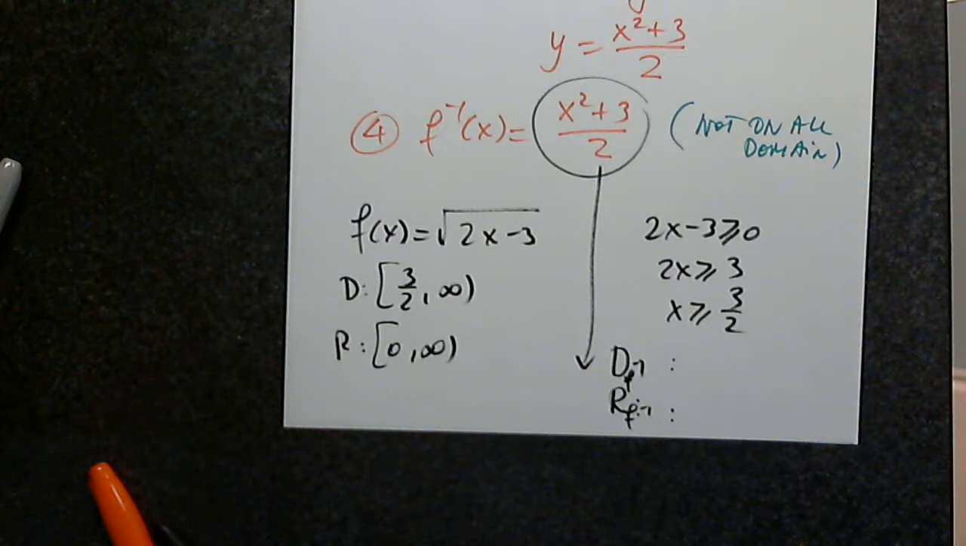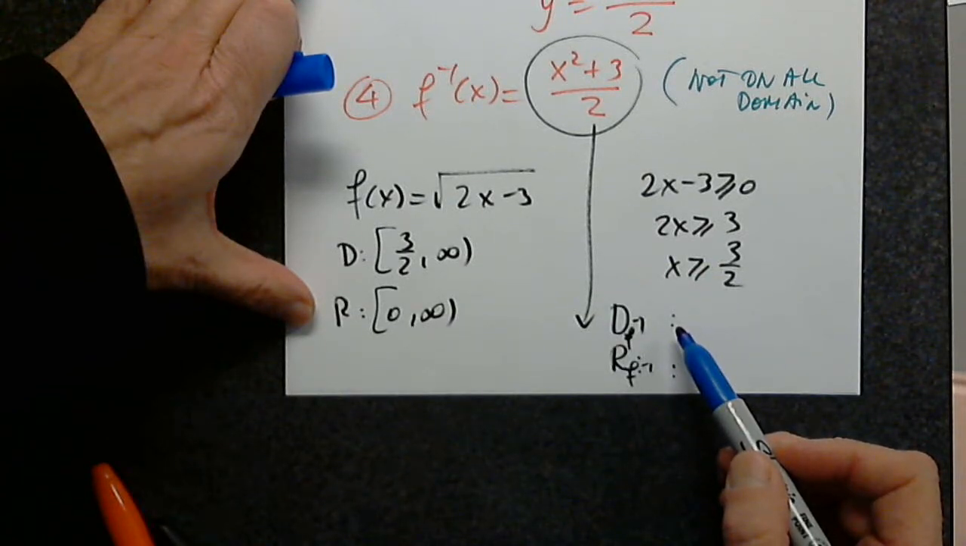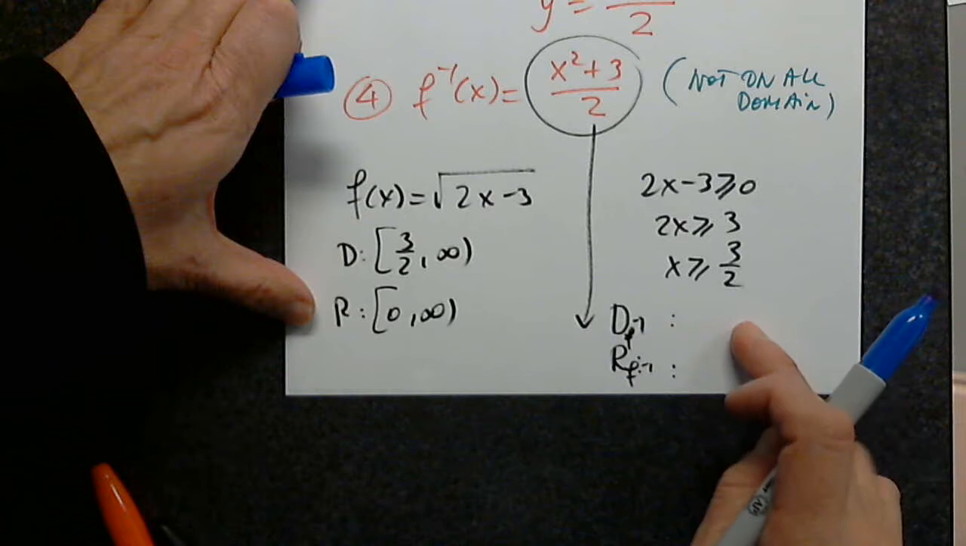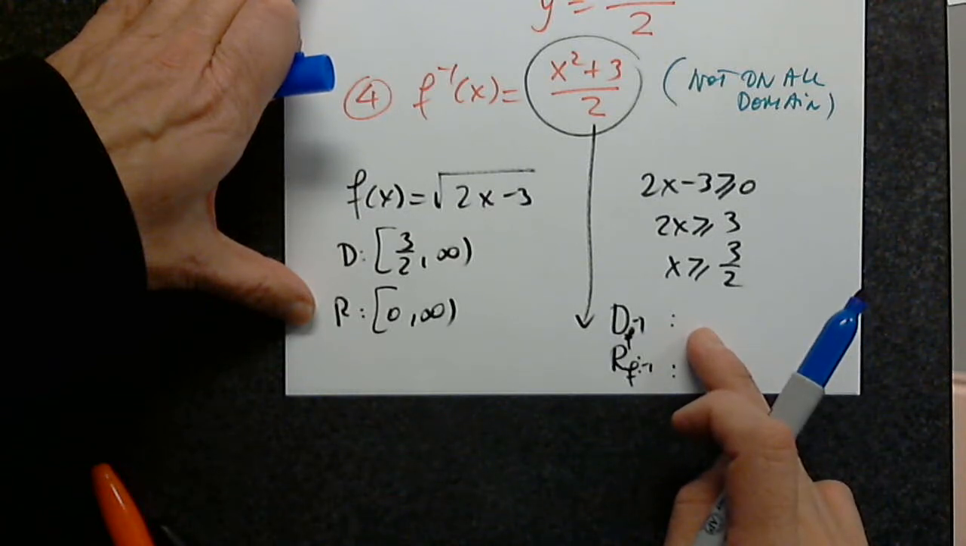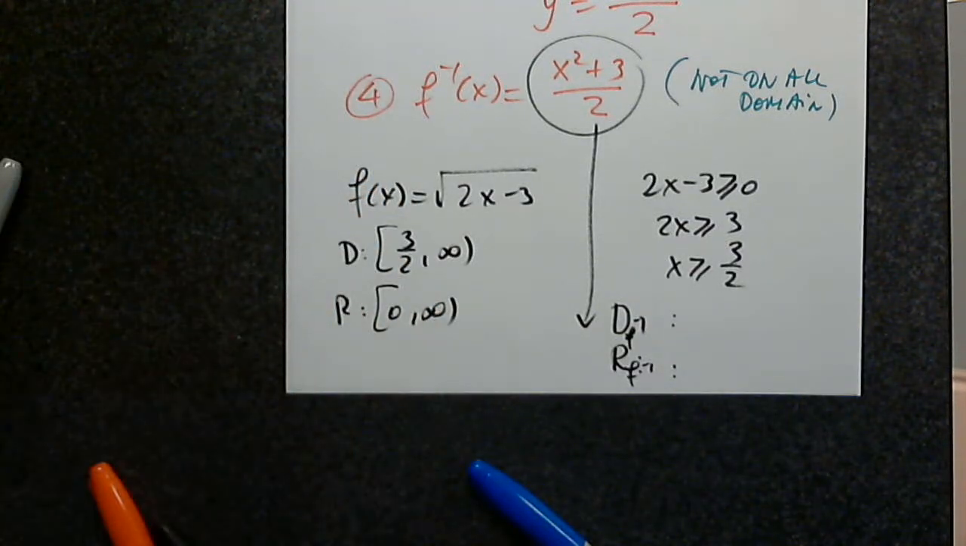Remember, the function goes from A to B. What does the inverse function do? From B to A. So what would be the domain? The domain of the function is 3/2 to infinity, and the range is 0 to infinity.